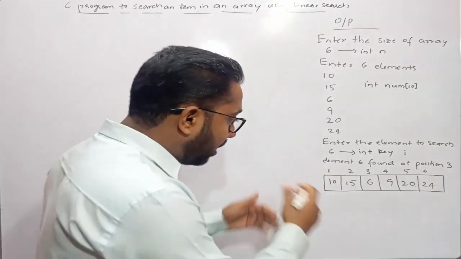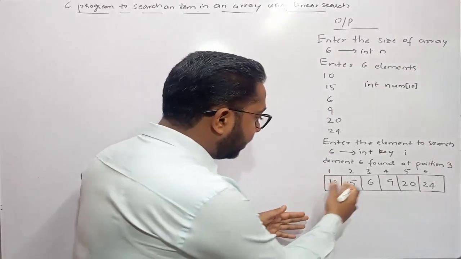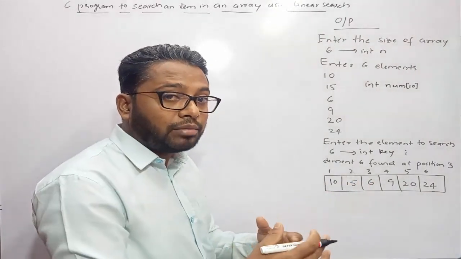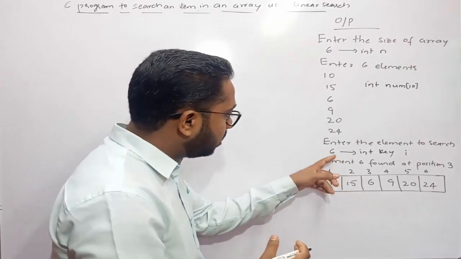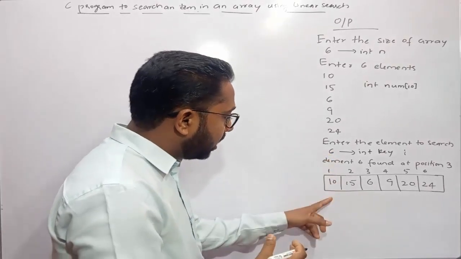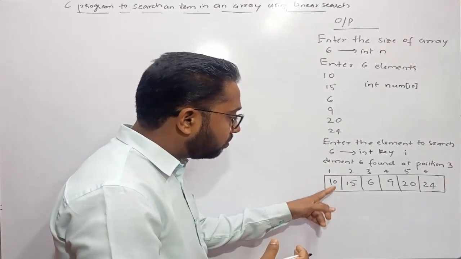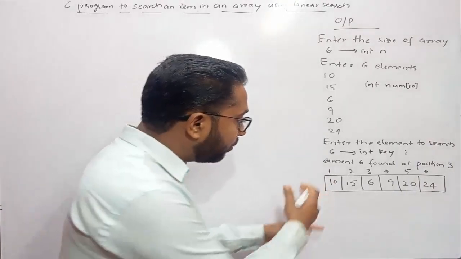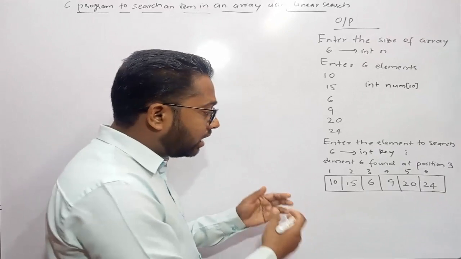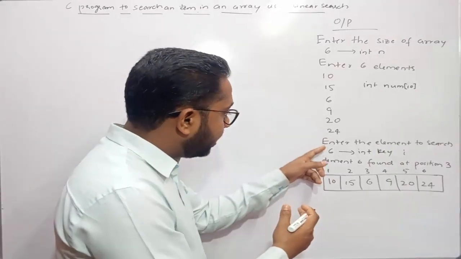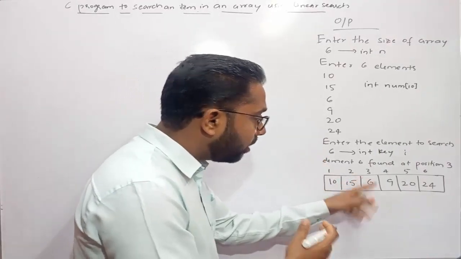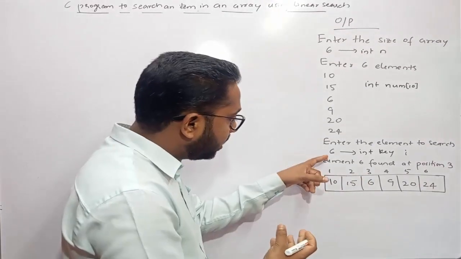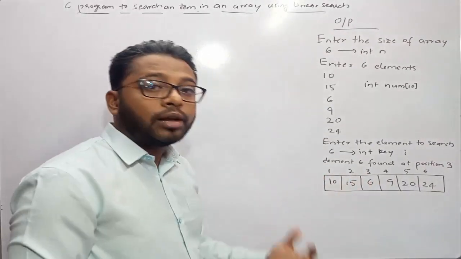Okay, so one by one I need to visit each and every position of this array, and at the same time I need to check whether the key element 6 is matched with the item present in the first location. If it didn't match, then I need to move to the second position, and if it didn't find the key element in the second position, then I need to move to the third position. Like this, I need to keep on matching the key item with each and every position of this array.